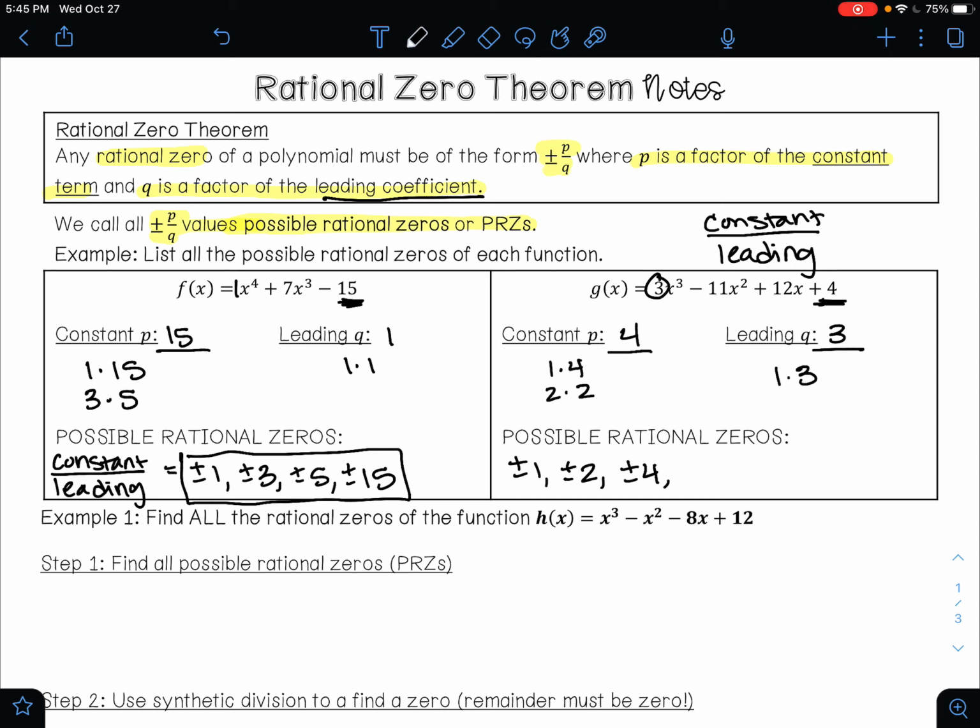Now I'm going to do the same thing for 3. 1 divided by 3 is 1/3. 2 divided by 3 is 2/3. And 4 divided by 3 is 4/3. Whoops, here I did that one backwards. Sorry about that. So these are our possible rational zeros for the function g of x.